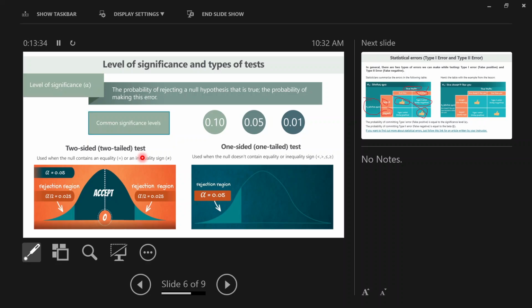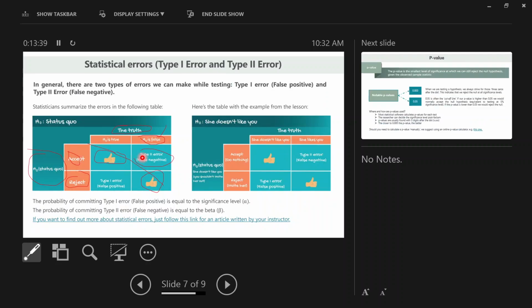So that takes us to something else which we learn more in machine learning and is very crucial when evaluating machine learning models. It's called the statistical errors. We have what's called the type 1 error and type 2 error. So we are saying that in general, there are two types of errors we can make while testing. One, we have the type 1 error, which is called the false positive, and the type 2 error, which is called the false negative.